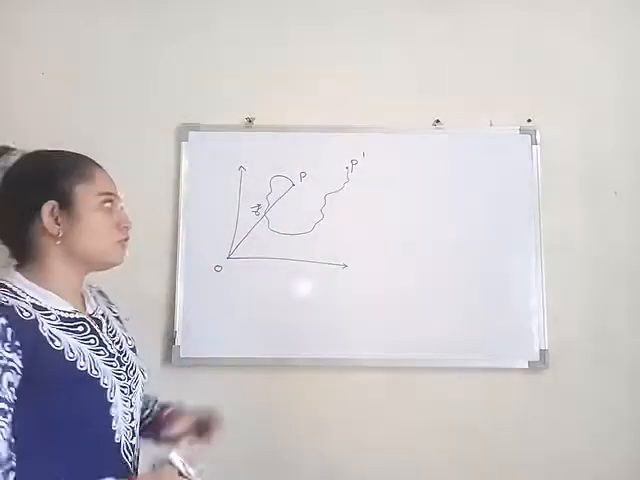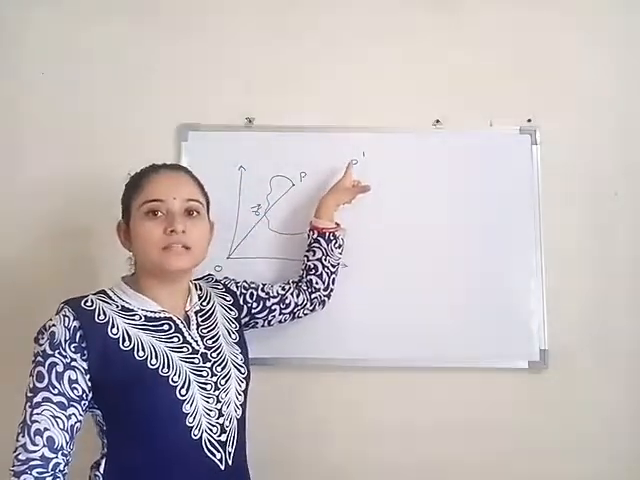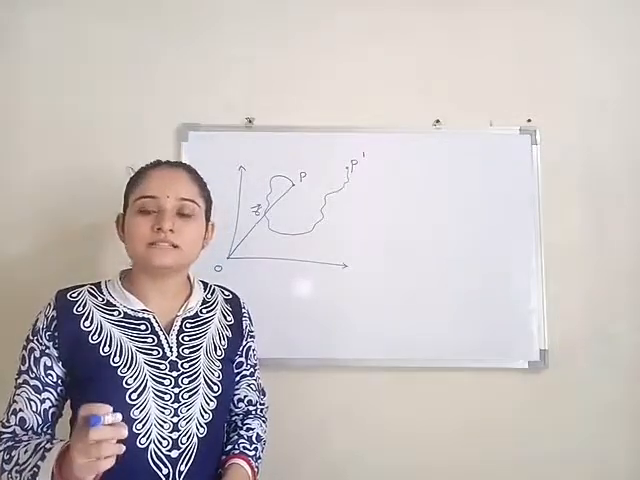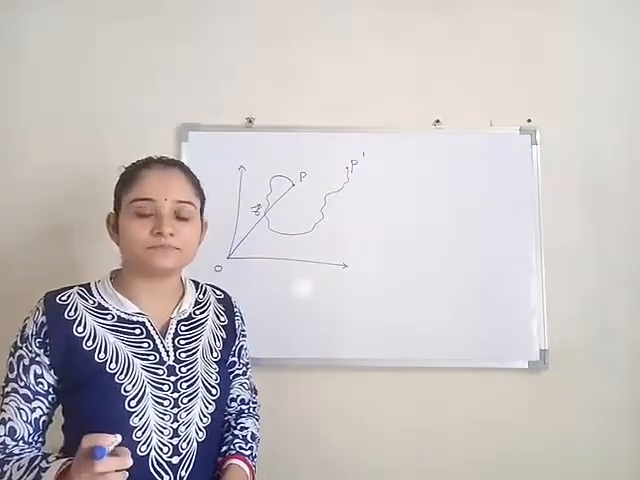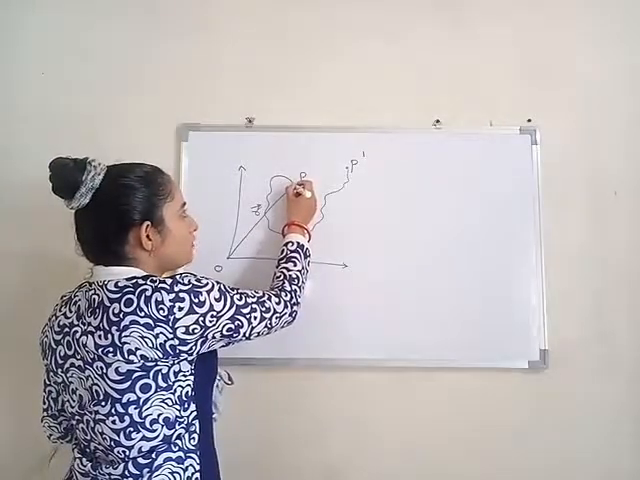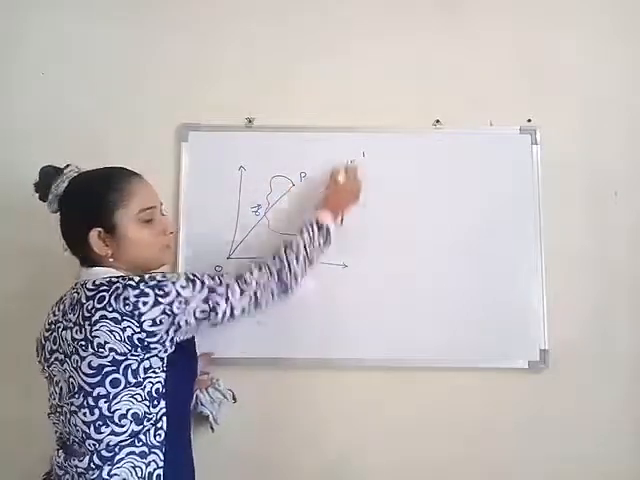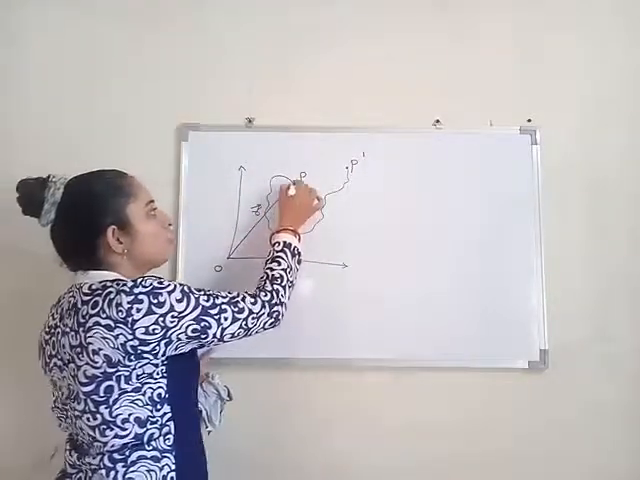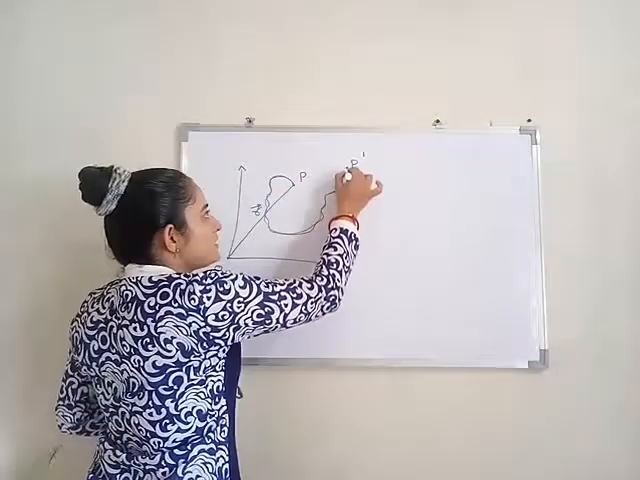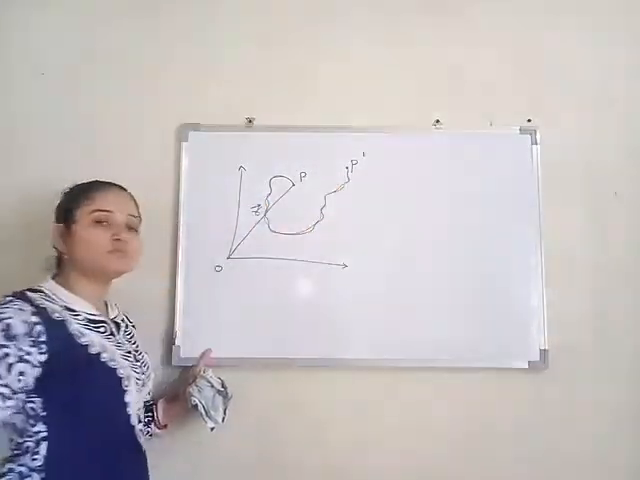Clear? So this is your path length. This is your path length. But now we will have the difference between distance and displacement. So what is distance? If I say I moved from point P to point P dash in this path. Clear? So this whole distance is known as distance. The whole path, we will measure this whole path.